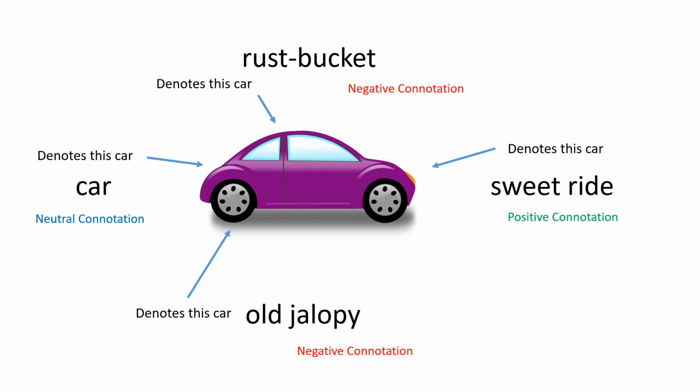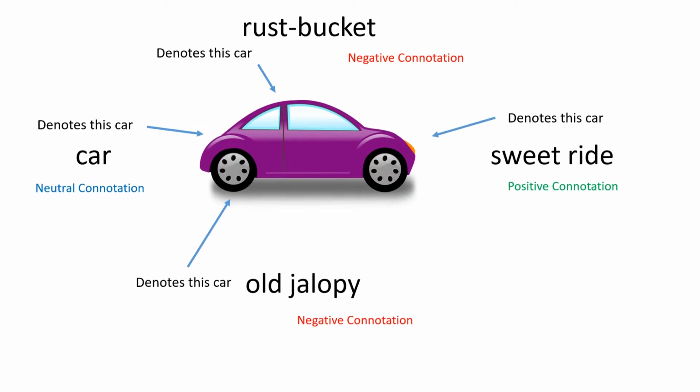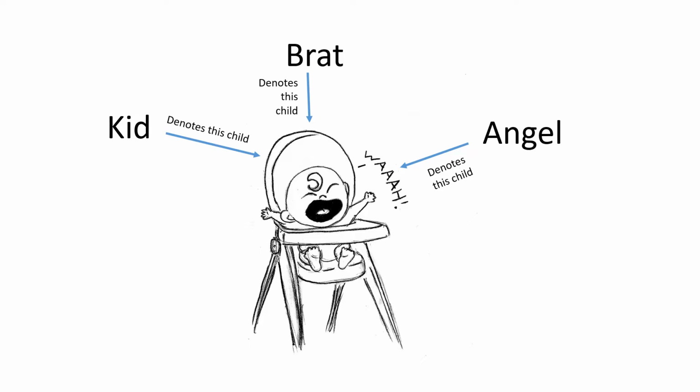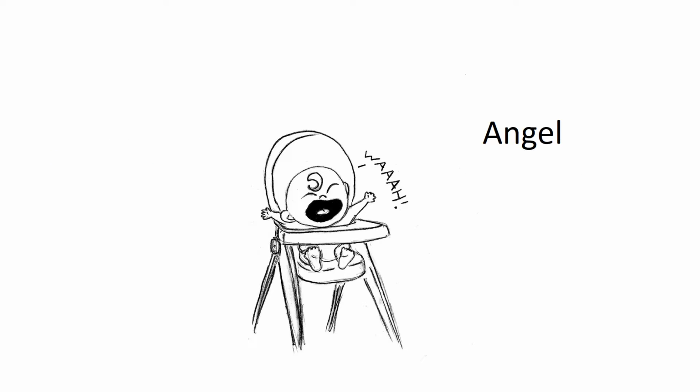Another example would be the different ways you might refer to a child. Perhaps someone you babysit, as that kid, that brat, or that little angel. In this case, the three terms would all have the same denotative meaning, the child you are babysitting, but the three terms have different connotative meanings, as they all express different opinions of the child's personality. Let's think for a minute about using the term angel to refer to a child.